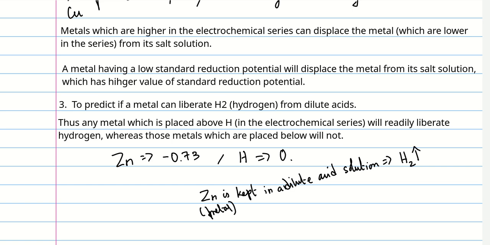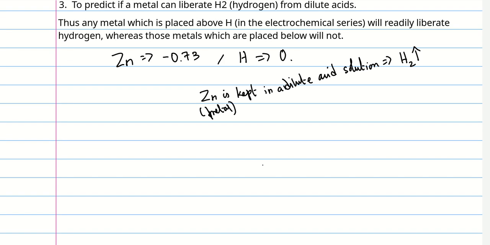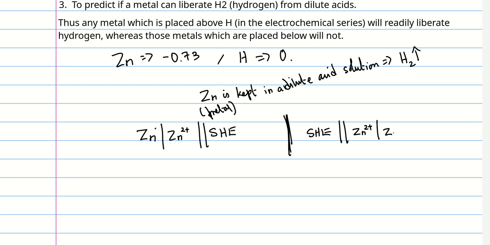So what does this mean? Now to understand this, let's construct a cell. Let's say for example you have zinc and zinc 2+, and you have SHE. So I'm not representing in the correct way the cell that is formed by combining zinc and SHE. In another case, you can also draw it the reverse way. So it's SHE and zinc 2+ zinc.